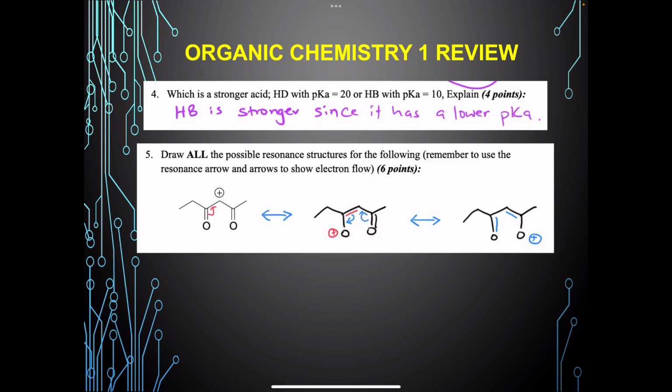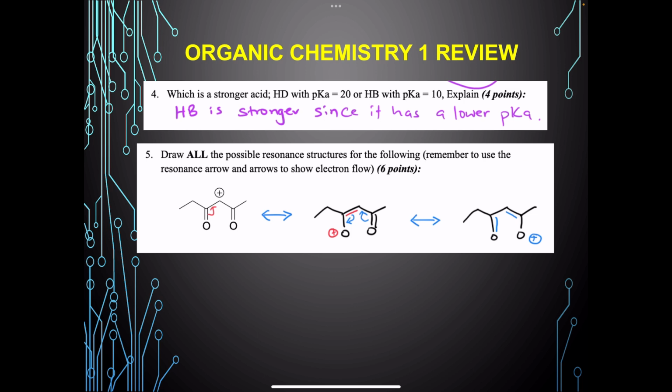Question 5. Draw all the possible resonance structures for the following. Remember to use resonance arrows, and also use arrows to show the electron flow. So if you look at the structure on the left, you always start from a higher electron density or a higher electron concentration. In this case, you're going to start from the double bond, and you have two double bonds on the right and on the left of that positively charged carbon, that is also called a carbocation. So the positively charged carbon has lower electron density.